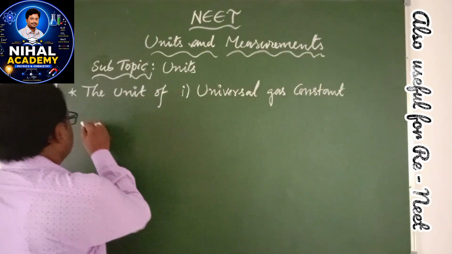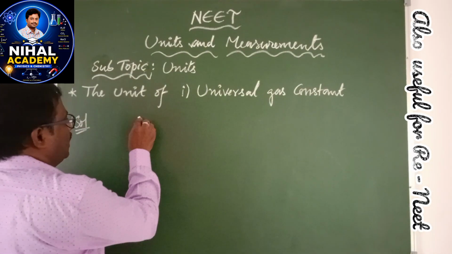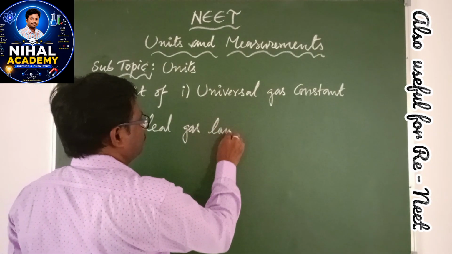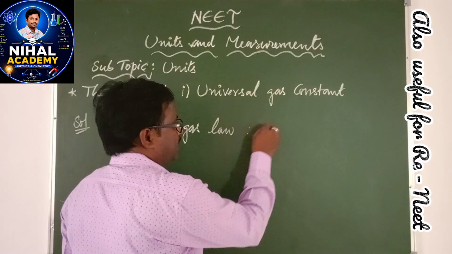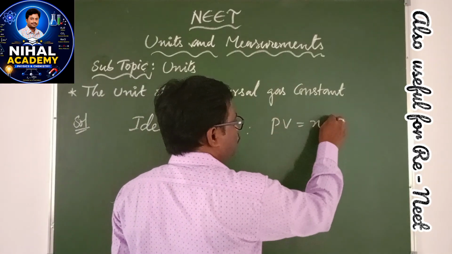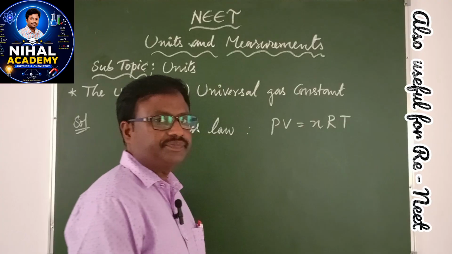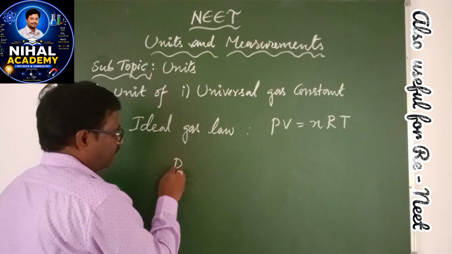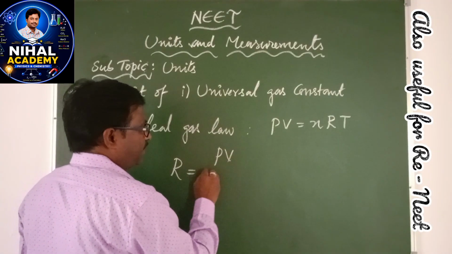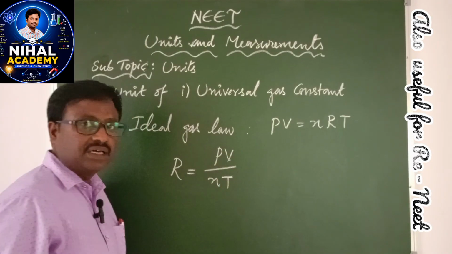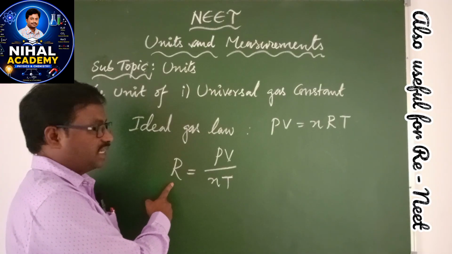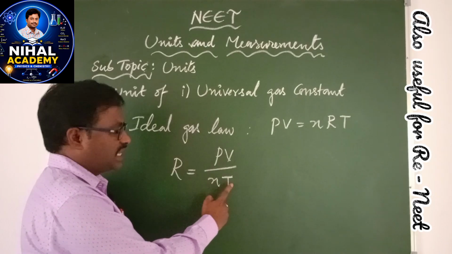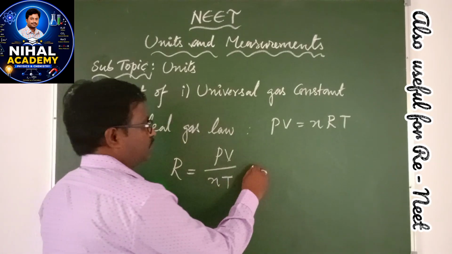We know that ideal gas law, that is PV is equal to nRT. So from this we can write R is equal to PV by nT. Here R is the universal gas constant and P is the pressure, V volume, n number of moles and T temperature.